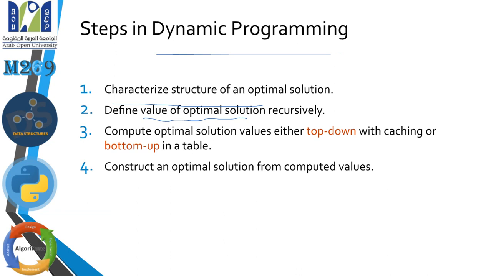It's recursive, and either we go up recursively or we go down recursively. And of course, if you want to use the top down, you can use caching, and if you use bottom up, we need to use tables. And such detailed structures are beyond the scope of this course. And then after that, we construct the optimal solution from computed values, based on the top-down or bottom-up approach we are going to use.